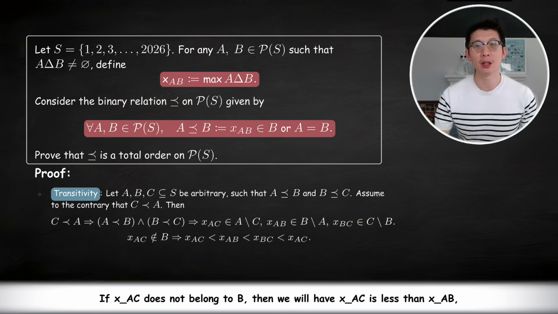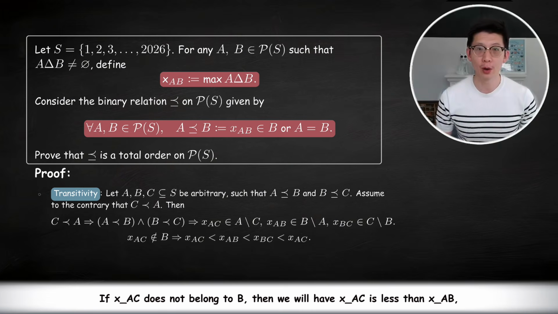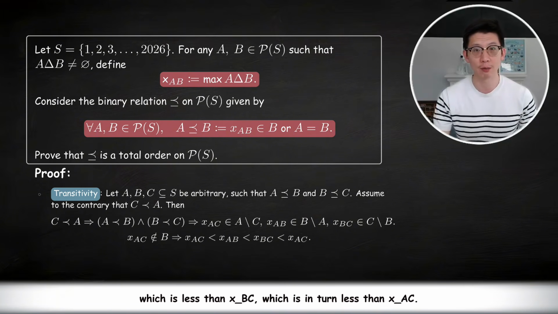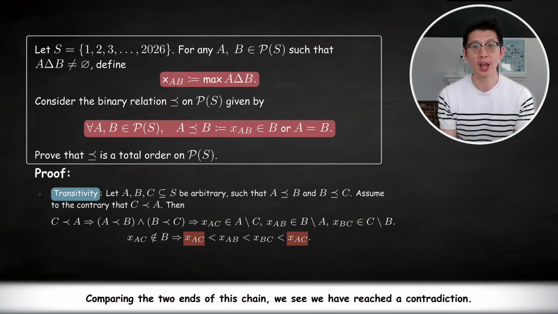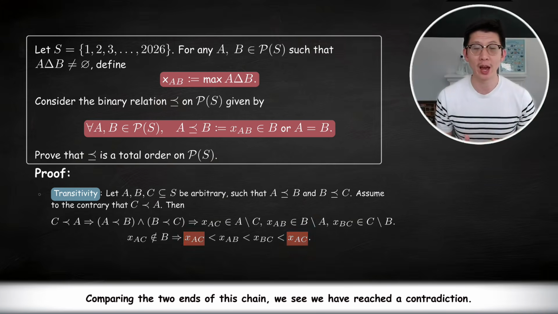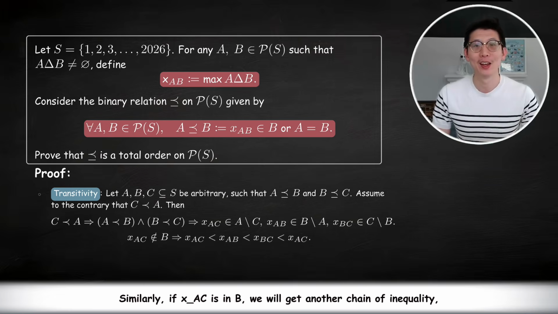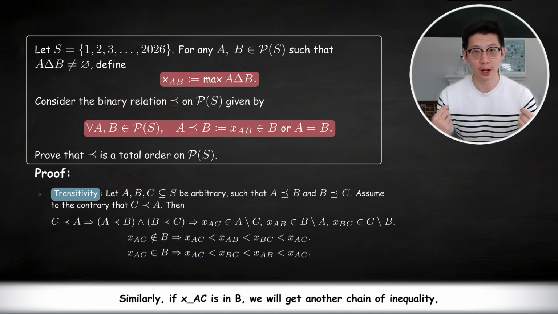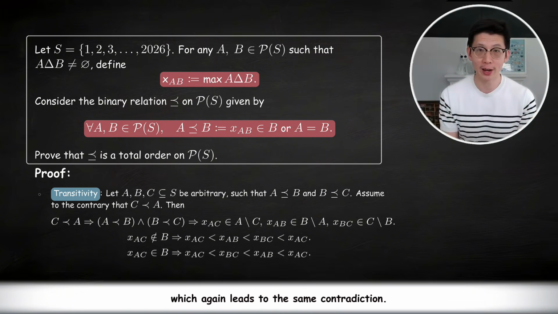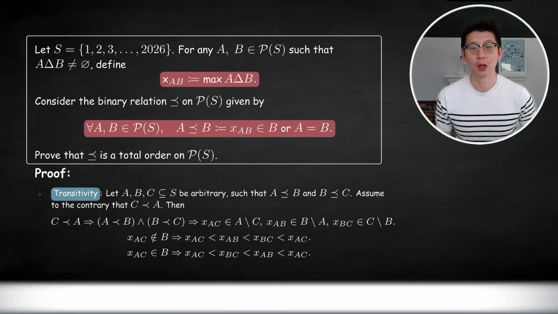If XAC does not belong to B, then we will have XAC is less than XAB, which is less than XBC, which is in turn less than XAC. Comparing the two ends of this chain, we see we have reached a contradiction. Similarly, if XAC is in B, we will get another chain of inequality which again leads to the same contradiction. We leave the audience to work on the details.